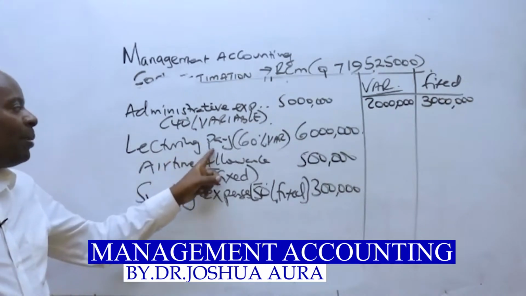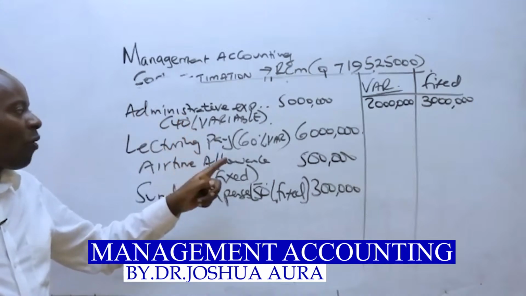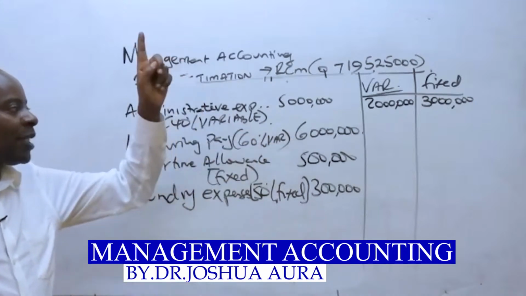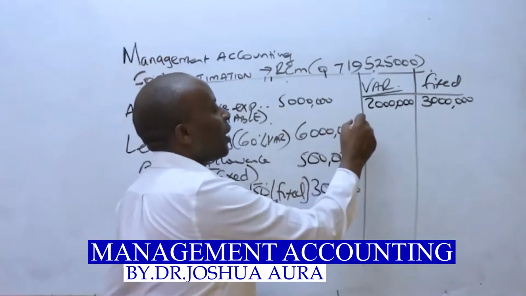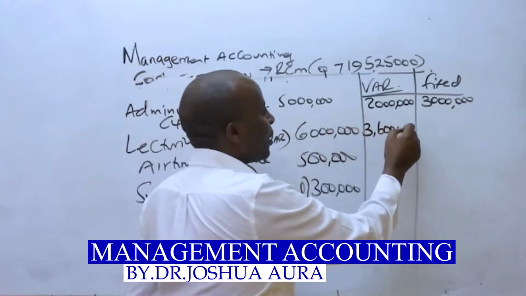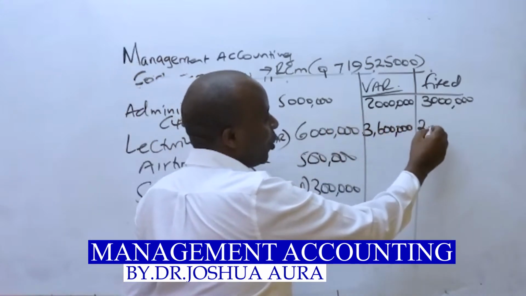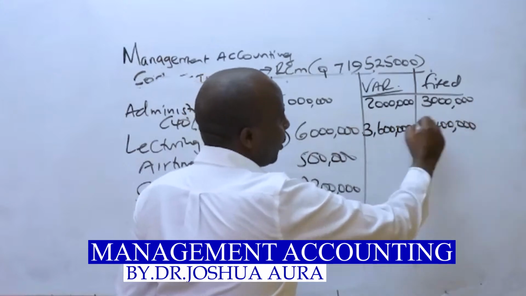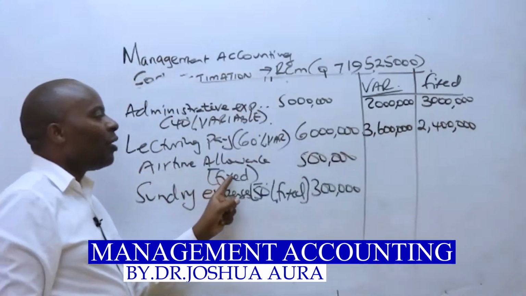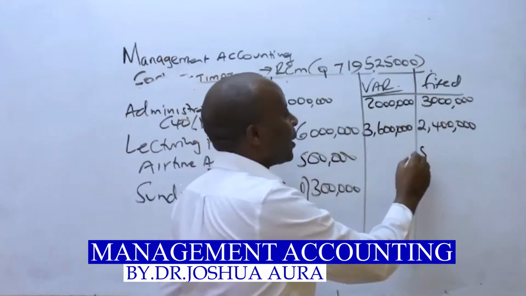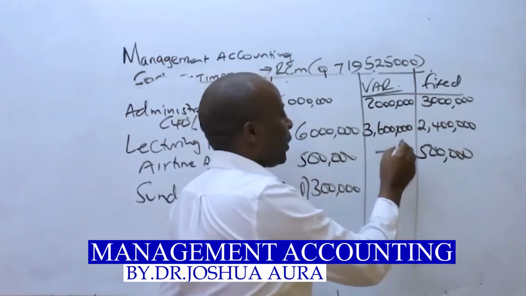Look at lecturing pay. It is 6 million. Out of this, 60% is variable. What is 0.6 of 6 million? 3.6. And then, of course, the balance, which is 2.4 million, will be fixed. And then we have the airtime allowance. 500,000 should be fixed, dash like that.